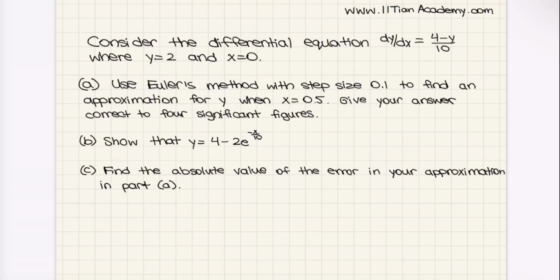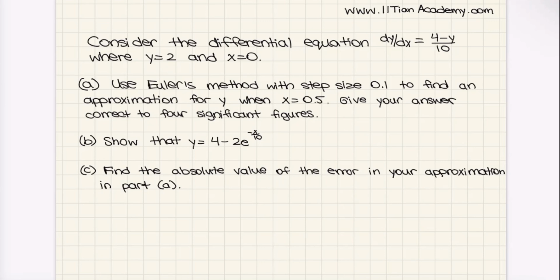Consider the differential equation dy/dx = (4 - y)/10, where y = 2 and x = 0. Use Euler's method with step size 0.1 to find an approximation for y when x = 0.5. Give your answers correct to 4 significant figures.